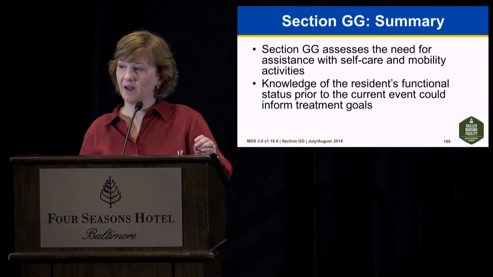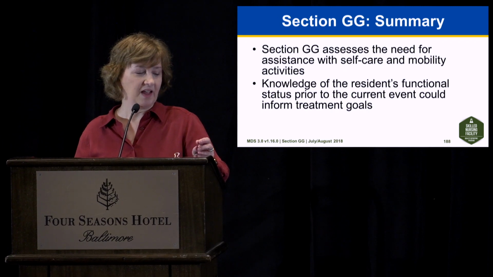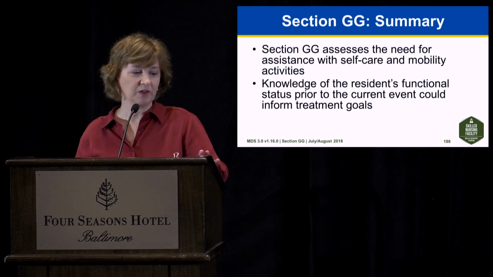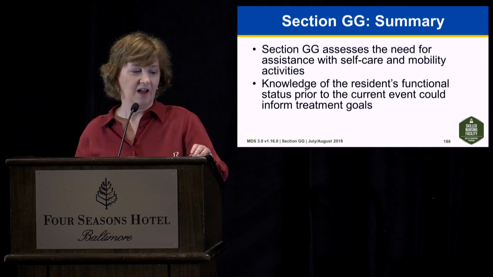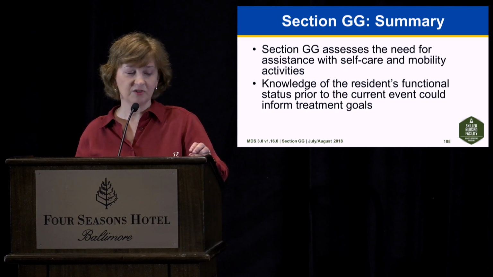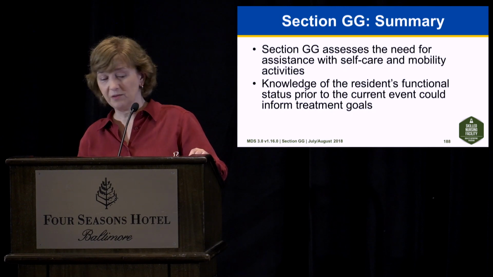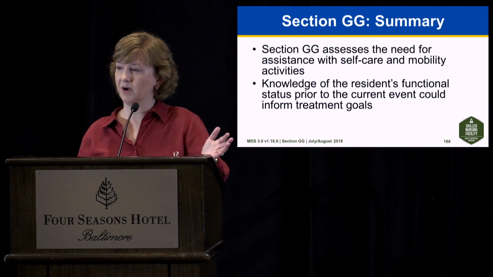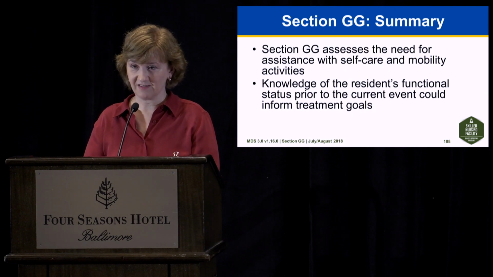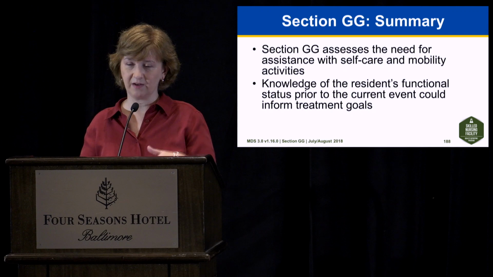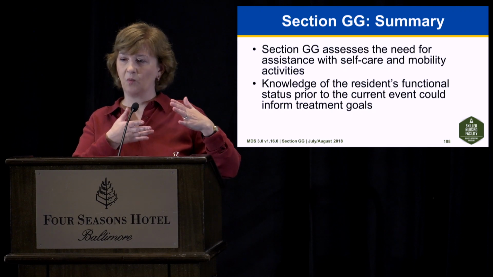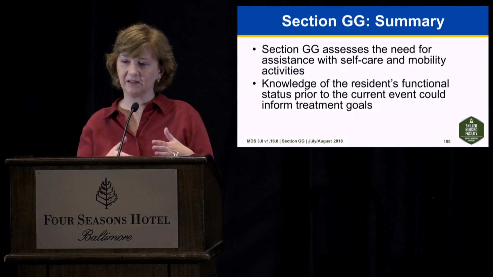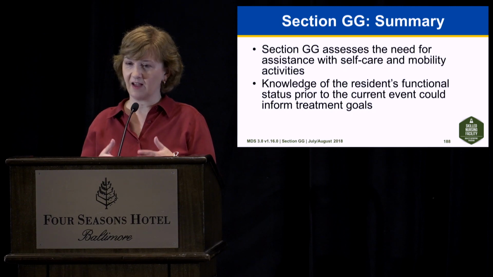So in terms of summary, again, the section GG item relates to the need for assistance with self-care and mobility activities. Knowledge of the resident's functional status prior to the current event can inform treatment goals, and so that's an important part of the functional assessment section at this point. So the prior functioning relates to what the person's status was immediately prior to the current illness, exacerbation, or injury.